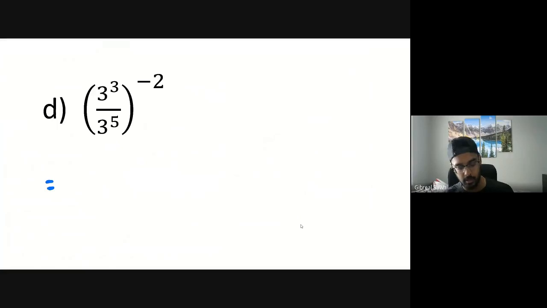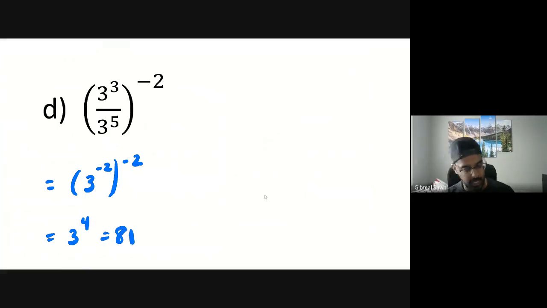So let's do that. So this is going to simplify to being 3 to the power of -2, still to the power of -2, because 3 minus that 5 gives me my exponent of -2. Power of a power now, I can multiply those exponents together. This will give us 3 to the power of 4. That's equal to 81. 3 cubed is 27. Multiply that by 3 again, you get your 81.